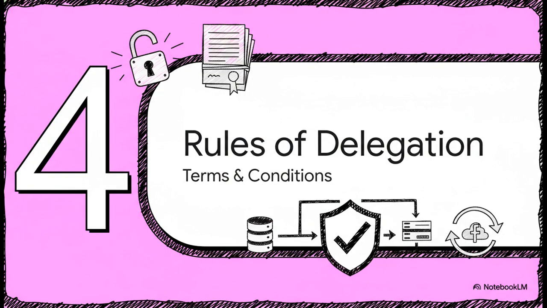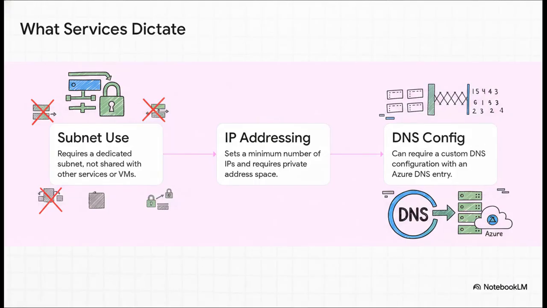Of course, every good lease agreement has some terms and conditions, the fine print. When you delegate a subnet, you're agreeing to a specific set of rules that govern how that little piece of your network can be used. So let's take a look at what those are. First off, the service gets to lay down some ground rules for its new space. It can say, hey, this subnet has to be dedicated just to me, no sharing with other VMs or services. It will also call out the minimum number of IP addresses it needs to work and make sure they come from a private address space. For some services, it might even need some specific DNS settings to be in place.